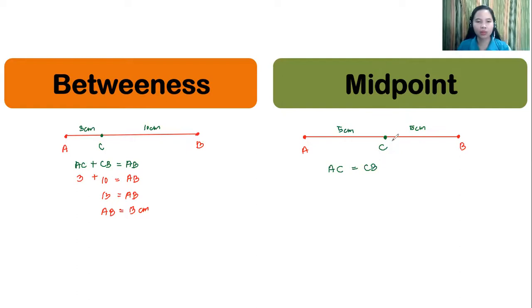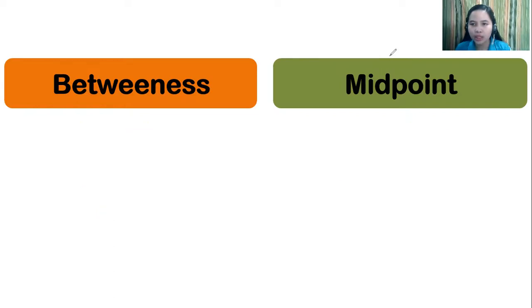So what is the difference between midpoint and betweenness? In betweenness, the point is just between the segments, or the 2 points. It is just between the 2 points, while a midpoint is in the center. It should be in the middle, the center of the segment, and it divides the line into 2 equal parts when we say midpoint. Okay, next, let me clear my drawings.